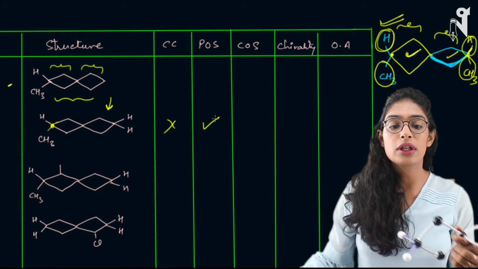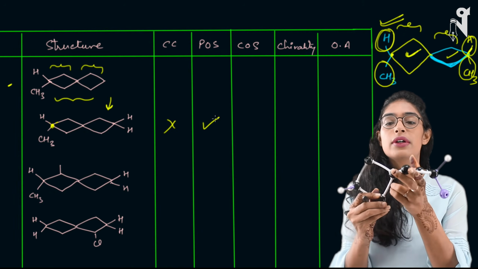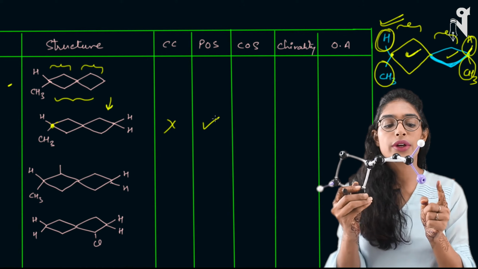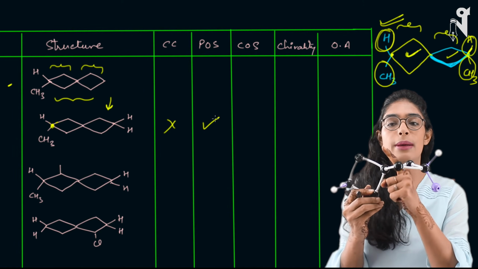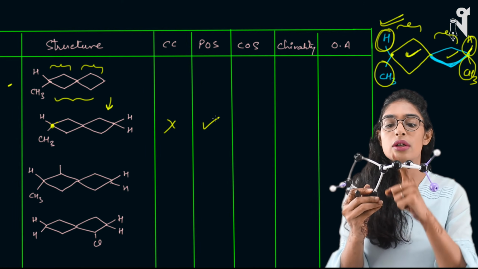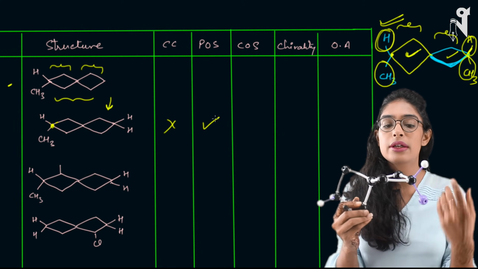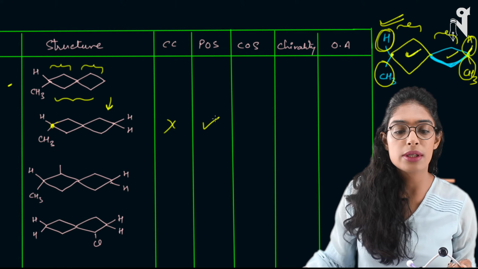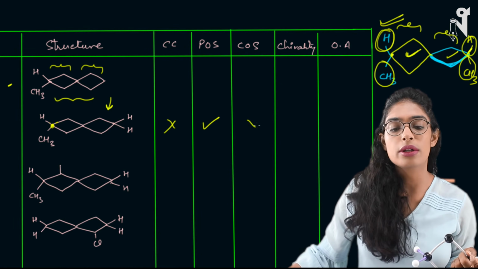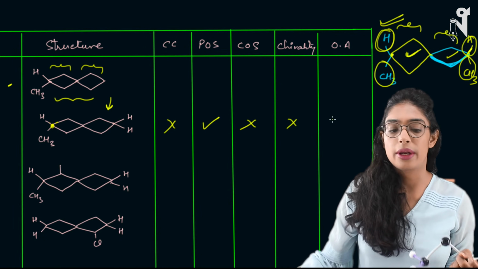But do we have COS over here? Do we have a center of symmetry over here? If I pass a line through the center, am I getting the equal and opposite group on the opposite direction? No, I am not. Just check for one and you're not getting it. COS is not there, chirality is not there, optical activity is not there.